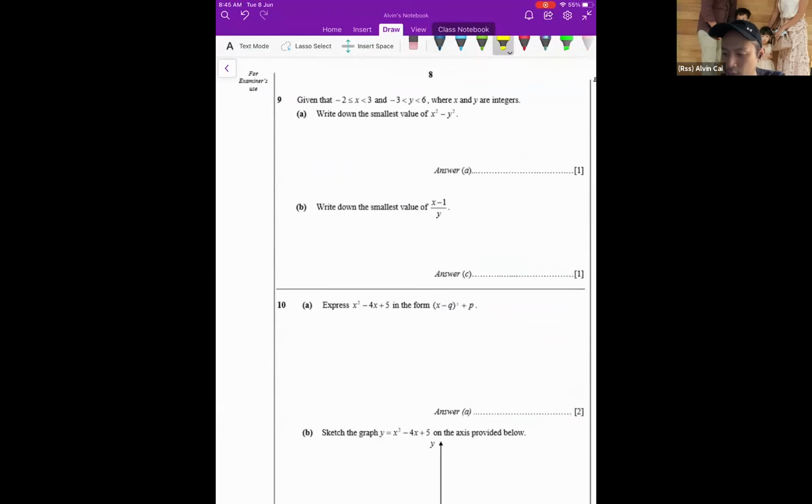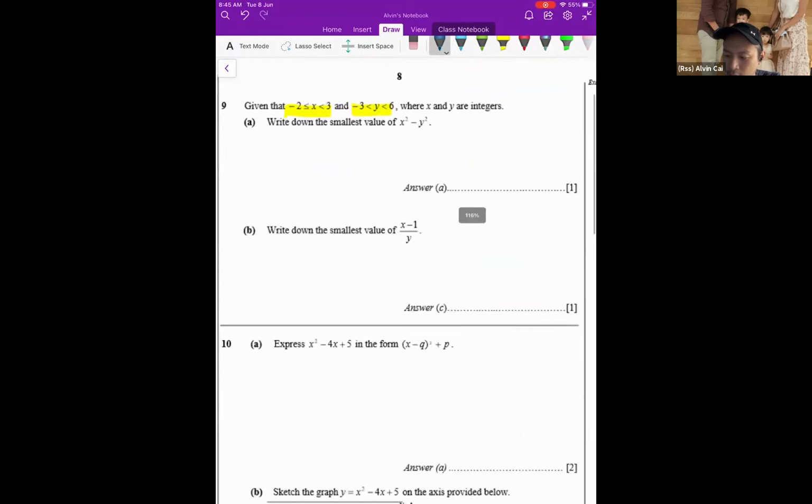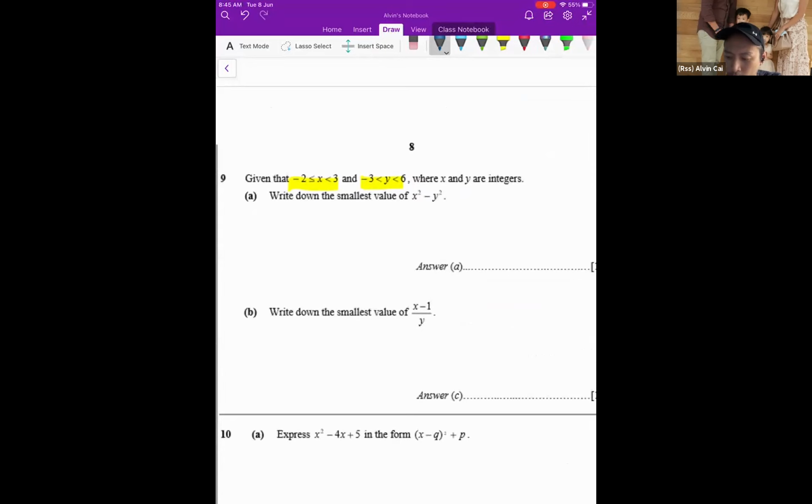Okay, so question 9, this is the range that's given. Last time I went through this type of question in class. So we always use the biggest, smallest, and if there's any 0 and 1 in between, we try to use that also. So -2 is the lowest, 2 is the biggest. There's a 0 and 1 in between this range of numbers. Same thing for y. So we have -2 lowest, the biggest is 5. There's a 0 and also a 1 there.